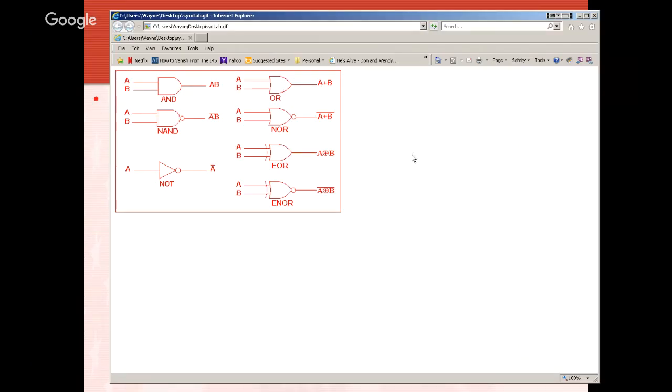This is what the logic circuits actually look like. You have your AND, your NAND, your NOT, your OR, and NOR. In that logic table, it gives you some information about how it works.